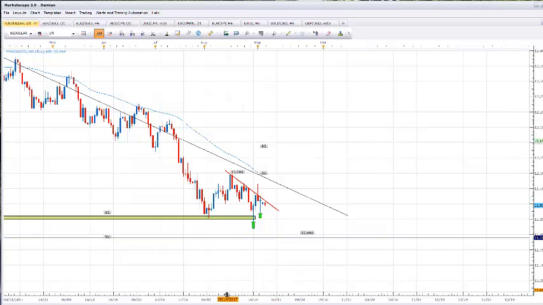So we have an S1 and an S2 at 11,850. That's right where S1 comes in line with the bottom of this daily candle right here, and this S2, which is at 11,789. So I want to keep an open mind to whatever happens.